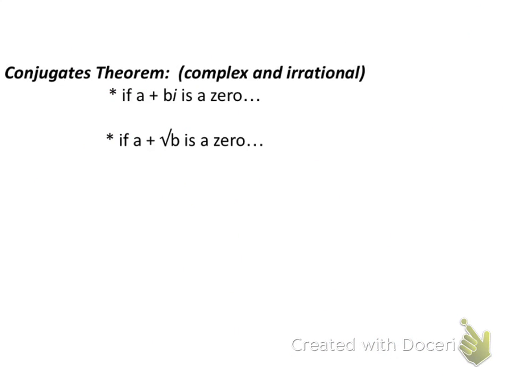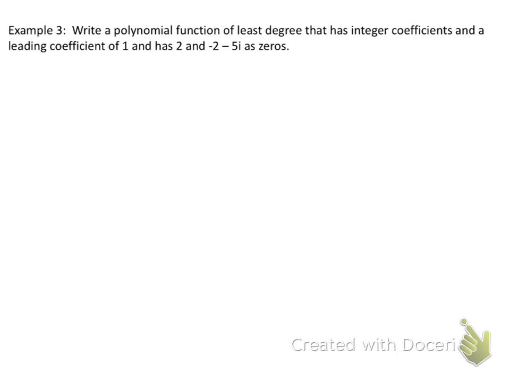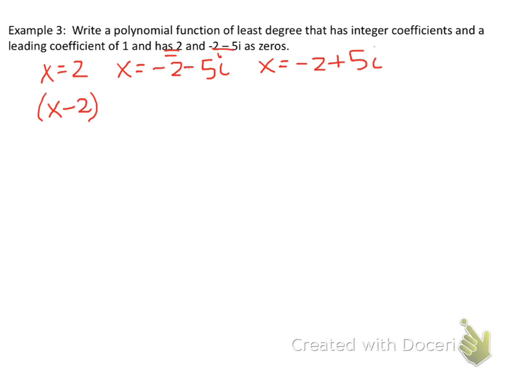The conjugates theorem: if a plus bi is a 0, then a minus bi is a 0, and if a plus the square root of b is a 0, then a minus the square root of b is a 0. So something else you might be asked to do is to write a polynomial of least degree given the zeros. So given the zeros, that means that x equals 2, and that x equals -2 minus 5i. But the conjugates theorem then also states that -2 plus 5i is a 0. Simply working backwards, I'm going to write these as factors, subtracting 2, adding the 2 and the 5i, adding the 2 and subtracting the 5i.